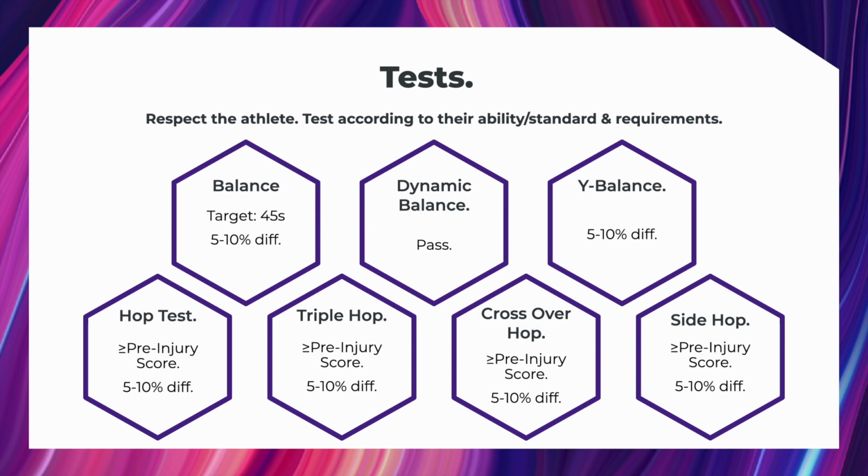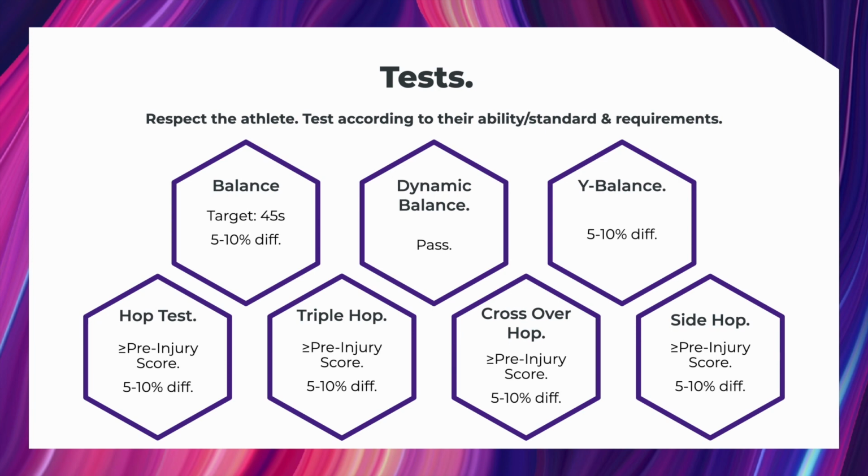And then you've got your hop tests as well. So you've got your hop for distance. Sorry, that should be not hopping on the spot. Sorry about that. You've got your triple hop, so 1 hop after the other. You've got a crossover hop where you hop from the left hand side over to the right and then back again, 3 hops. And you've got a side hop, a 30-second lateral hop. And again, with these, you want to be looking at least level with your pre-injury score. If you don't have that, you want 5 to 10% difference compared to your uninjured side.